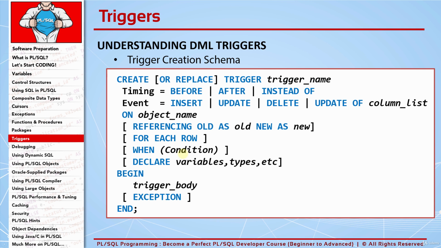Then, if we need to declare any variables, types, etc., we write the declare keyword to be able to declare these objects. The rest is just like a standard PL/SQL block. We write our begin end block and the exception section if we wish. The whole business logic of that trigger will be written between the begin and end keywords, as you can see. This area is called the trigger body. The executable statements are written right here.